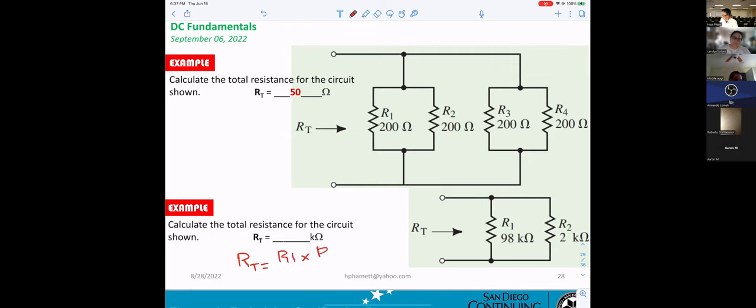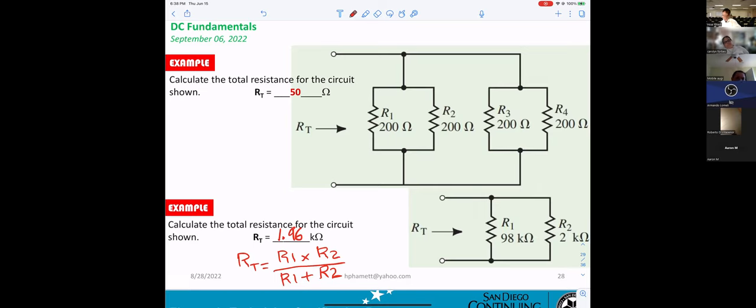R1, 1960 times R2, just a minute, divide. 1.96. So what do you get? 1.96 kilo-ohms. Say 1.96. I couldn't hear. 1.96. Okay, that's one answer, 1.96.